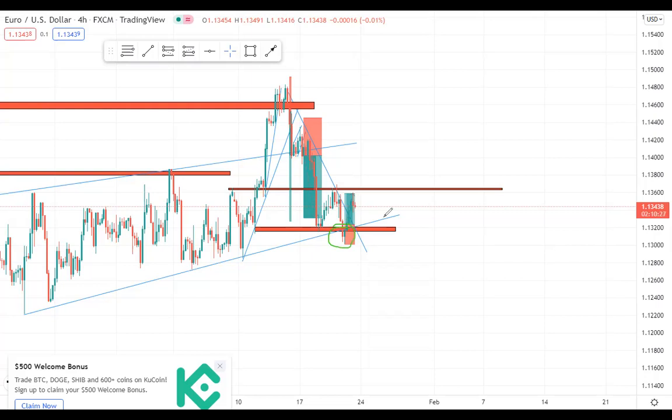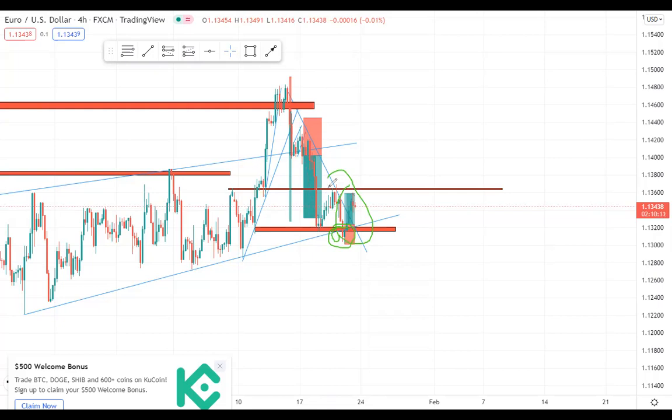Understand? It gave me a break of structure on the lower time frame. So I took the trade here, and I was able to capture this trade you are seeing here. I took this trade today, as you can see. All right, so that is basically for this trade.